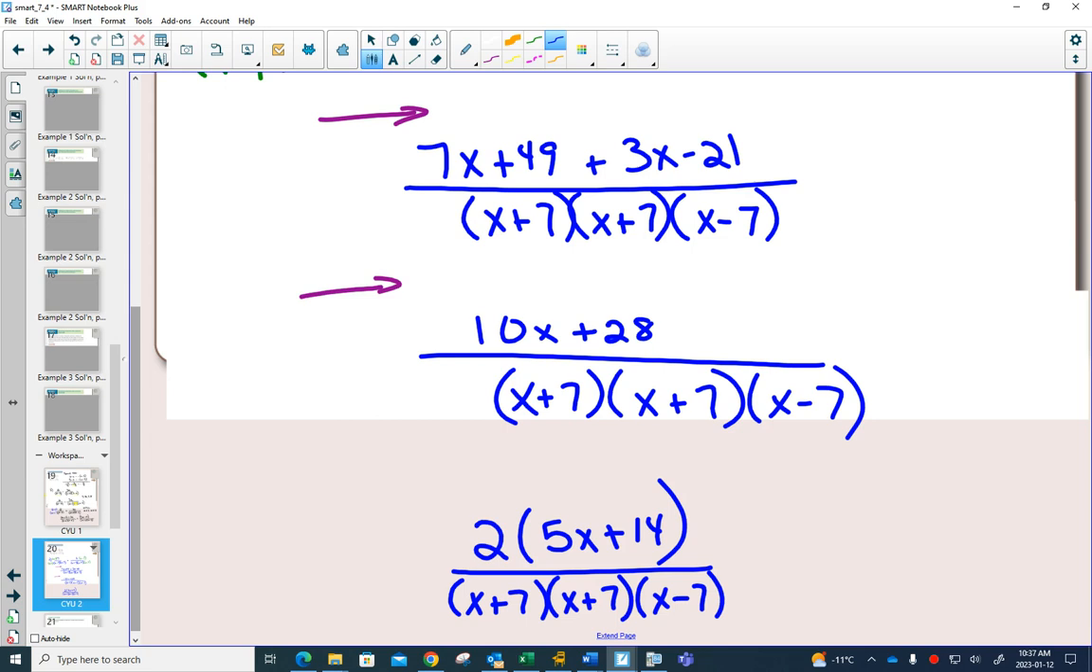Question: is it okay to write x plus 7 squared times x minus 7? That would be fine. Because x plus 7 times x plus 7 is the same as x plus 7 squared, you can write it that way as well. The textbook probably talked about non-permissible values. x can't equal -7, and x can't equal 7. Those are the only places that were divided.